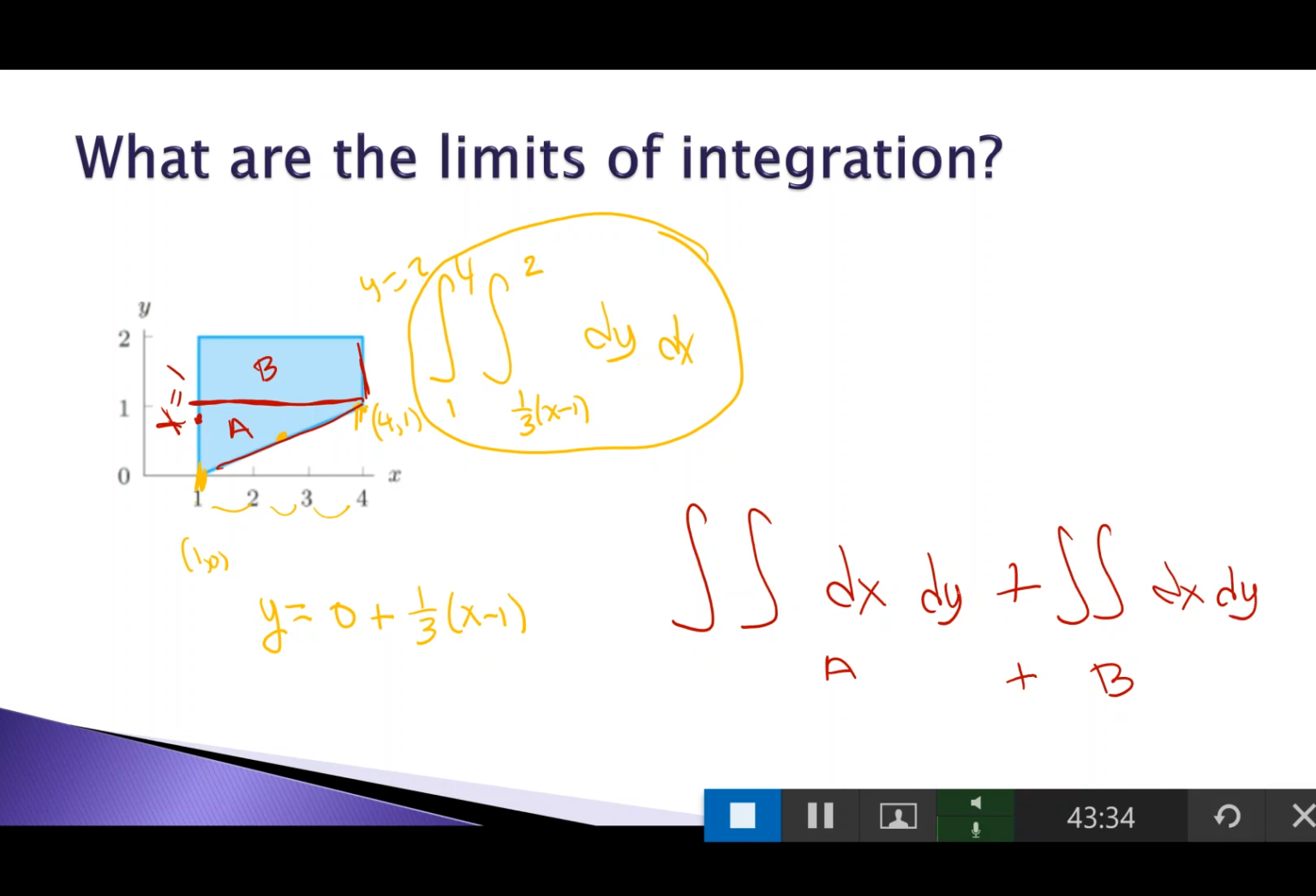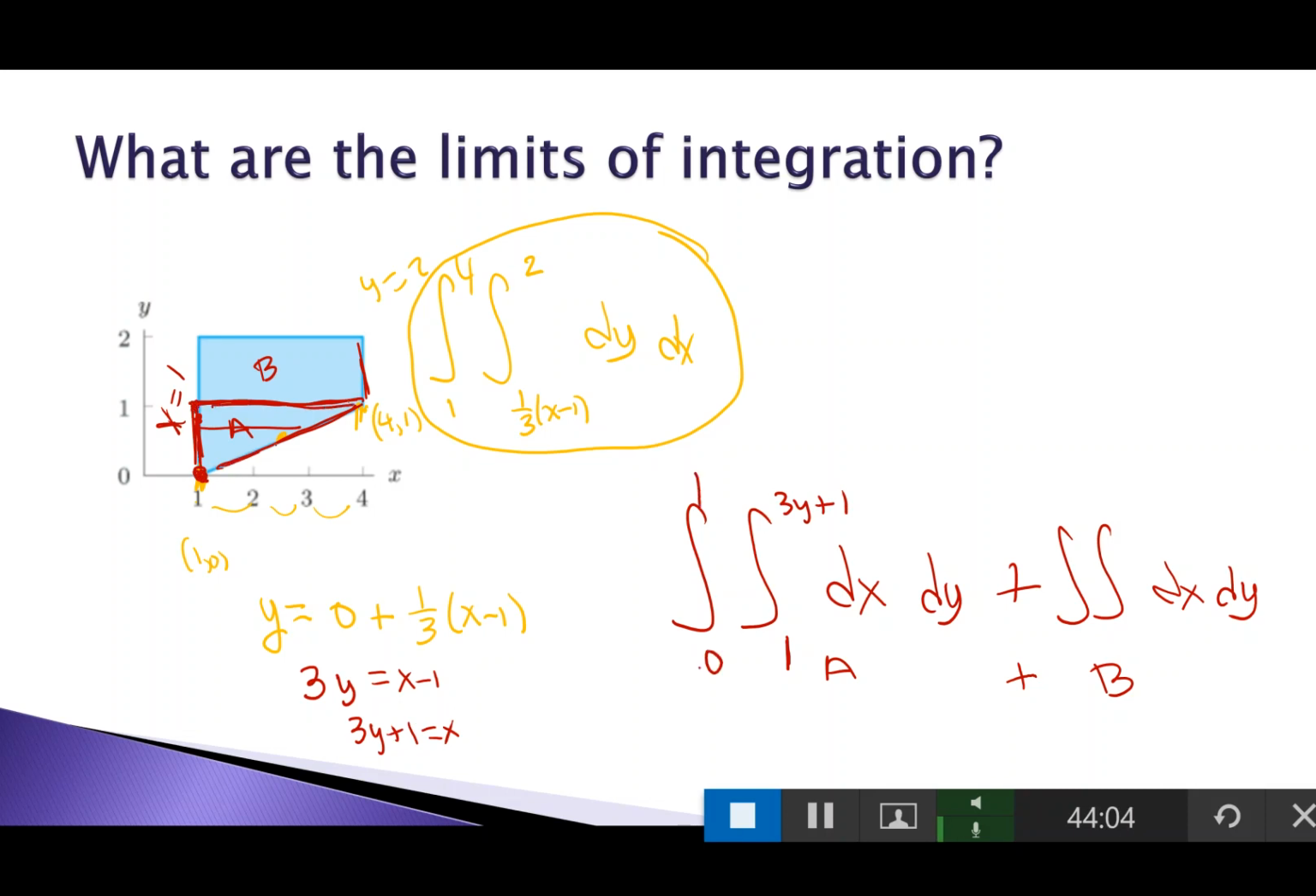Let's look at A. A starts at x equals 1, and it goes out to the slanted line. So I need to take the slanted line and solve it for x. So that's going to give me 3y equals x minus 1, and 3y plus 1 equals x. So that goes up to 3y plus 1. And then my y extremities, it starts at 0 and cuts off at 1.